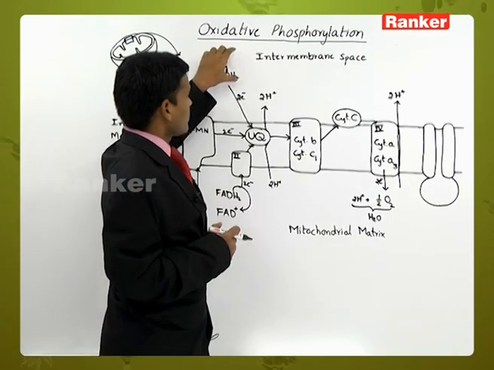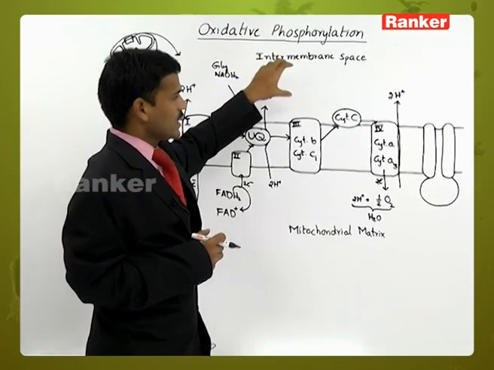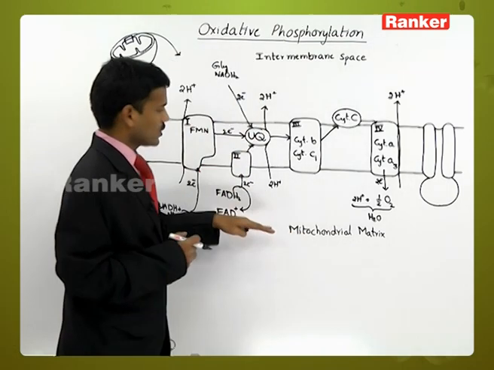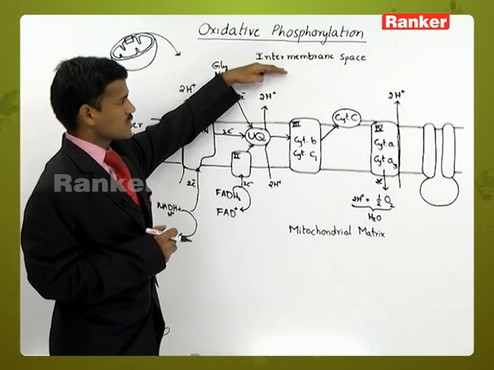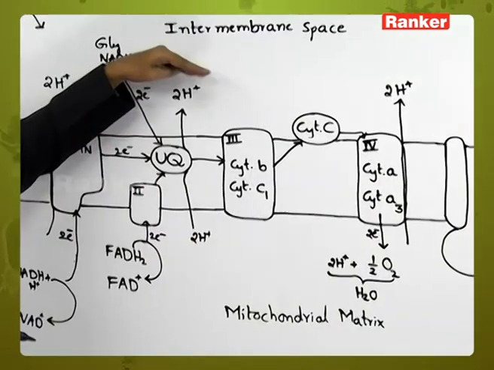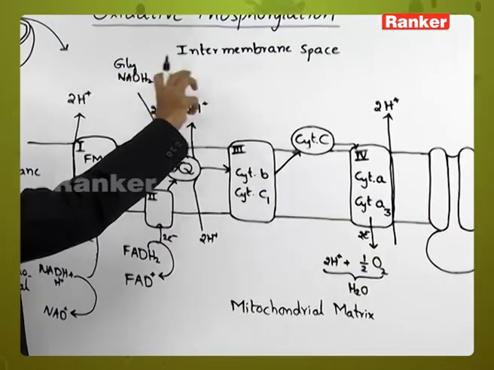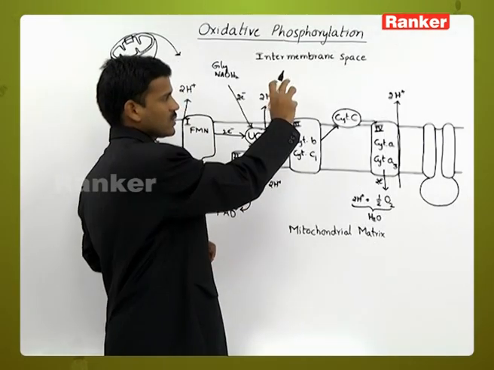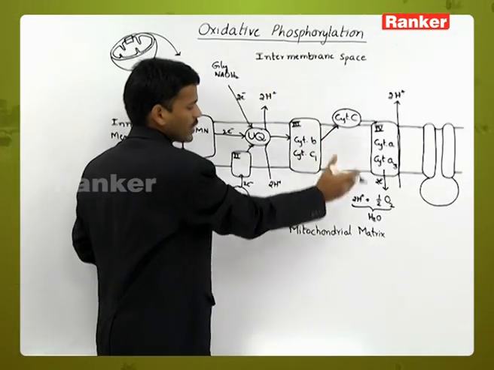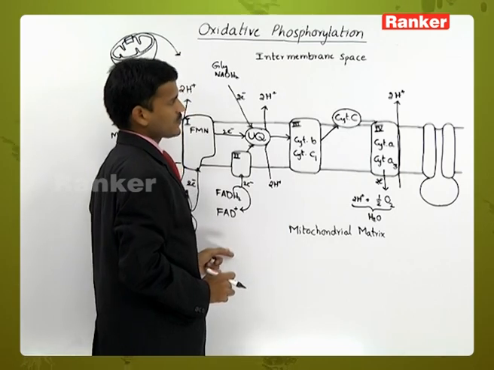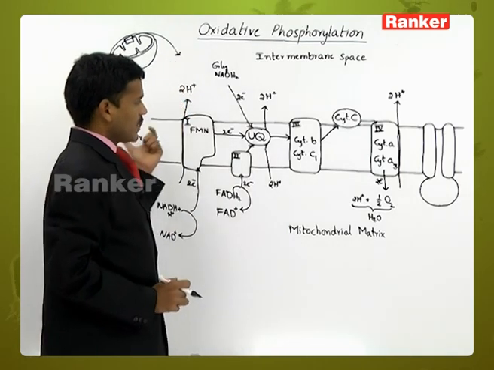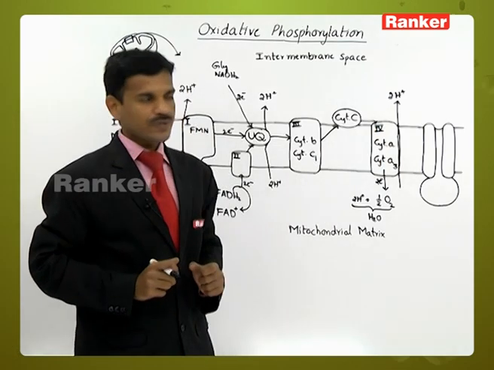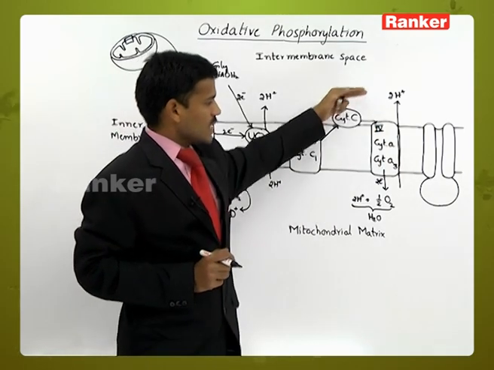All these protons are moving from the mitochondrial matrix to the intermembrane space. After this movement, a high number of protons are present in the intermembrane space. These protons try to move back into the mitochondrial matrix, but the membrane is impermeable. This total membrane is impermeable to protons. So how do the protons enter?